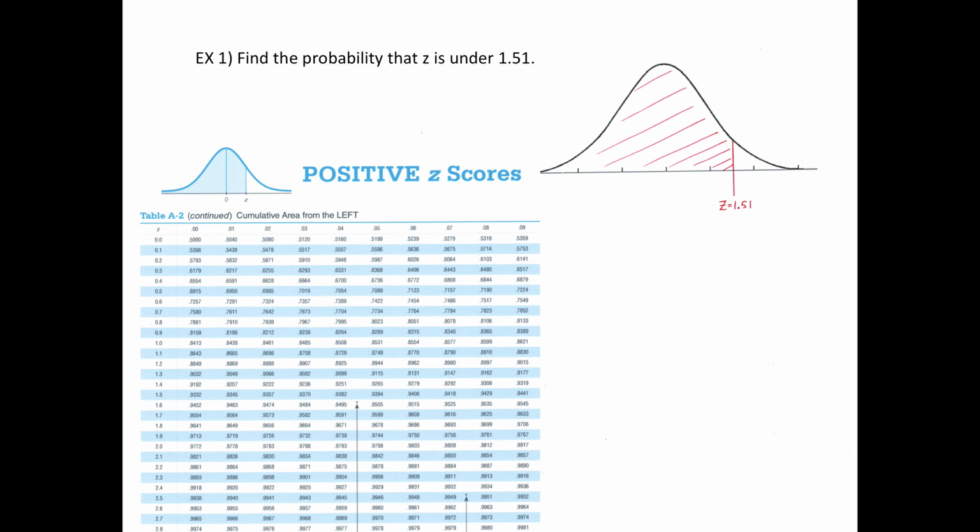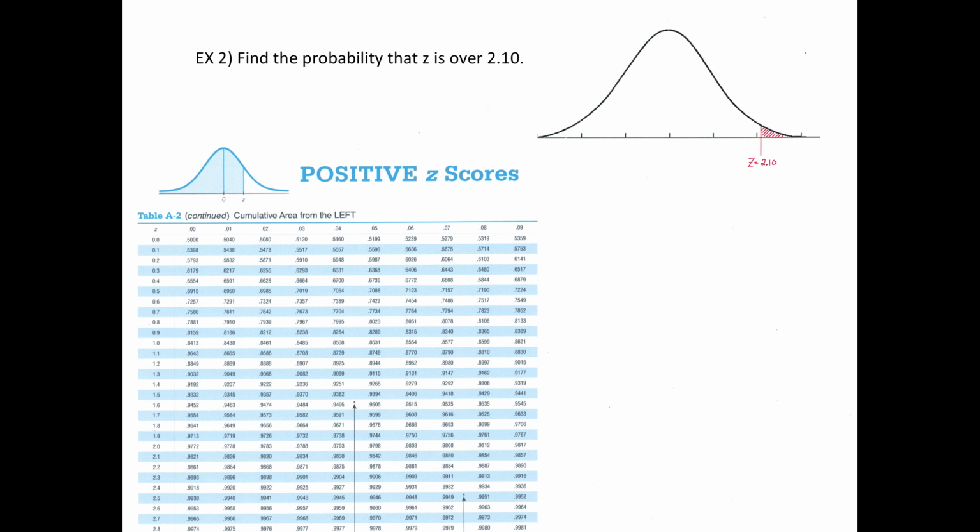So for example number 1, find the probability that z is under 1.51. It's always a good idea to draw the picture so you've got an idea of what area you're looking for. And we then look at table A2. It's a positive z-score, 1.51. As I said, you look on this side to get the first decimal, 1.5, and then 1. Those two meet right here at 0.9345. Since this matches this, that's going to be the answer. We don't have to do anything else. 0.9345.